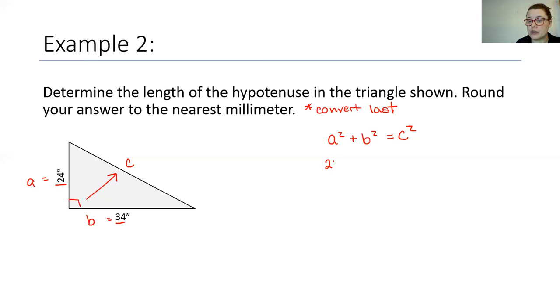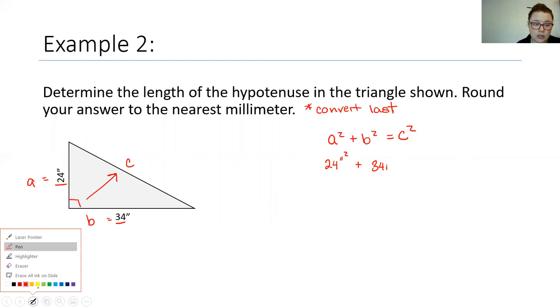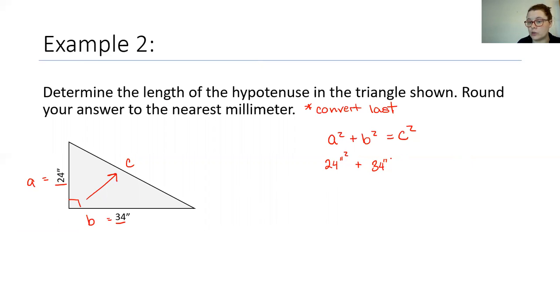So we have 24 inches squared plus 34. And sometimes it's easier to leave your units out. Just if it gets confusing or messy for you when you're writing, if you want to leave the units off, you can. You just have to make sure you keep track of what it was you actually put in. 34 inches squared equals C squared.